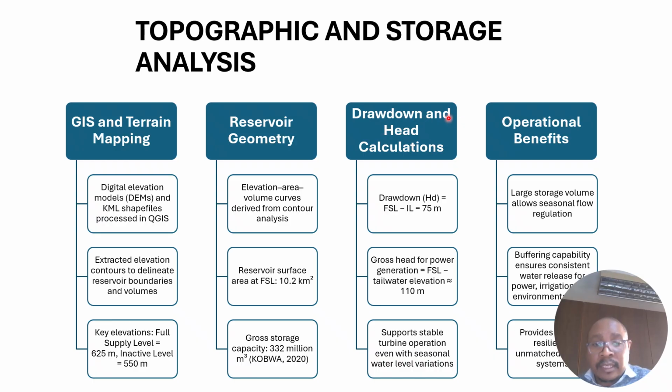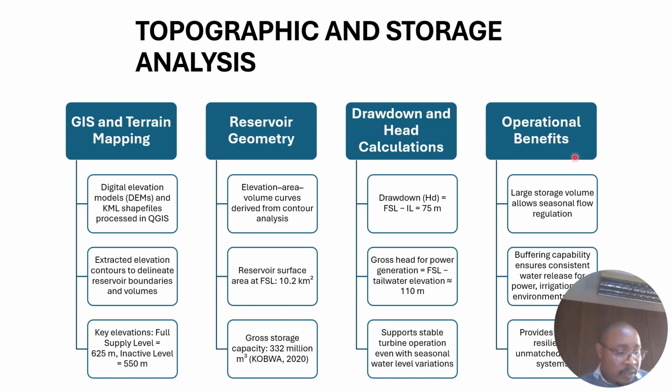The drawdown head calculation equals the full supply level minus the inactive level, which equals 75 meters, and then the gross head for power generation is equal to FSL minus tail water elevation, which is about 110 meters. And then still on that, this supports stable turbine operation even with seasonal water level variations.